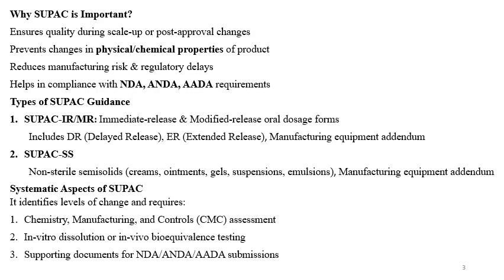Why SUPAC is important? SUPAC is applicable and important because it is required to ensure quality during scale up and post approval changes, prevents the changes in physical and chemical properties of the drug product, and also for the combination products, it reduces manufacturing risk and regulatory delays. And SUPAC guidelines help to provide you compliance with the novel formulations like NDAs, generic formulations like ANDAs.